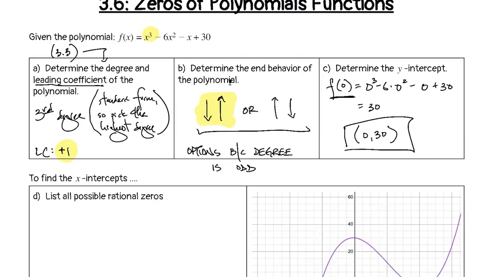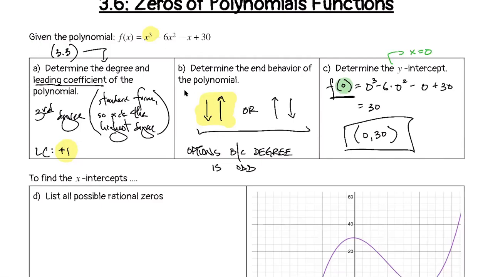Do you always have to set the f of x to 0? Or was it just for this example, for C? That's a really good question. So let's clarify some things here. We're not setting f of x equal to 0. We're setting x equal to 0. Okay, so anytime you want to find the y-intercept, that means x equals 0. Okay, thank you. You're welcome.